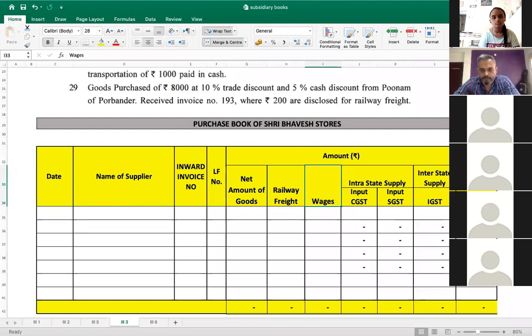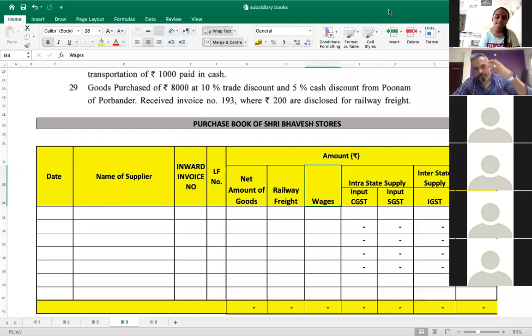Hello? Tithi? Sir, I didn't hear. Tithi, see, you have not yet done ledger posting. So when we go for ledger posting, we'll have a separate account for railway freight, a separate account for wages. So when we see the complete set of books of accounts, they will be recorded separately only. Okay. But over here, for the information of purchases we have made, we are making it in columns. Yes, sir. That is the only purpose.